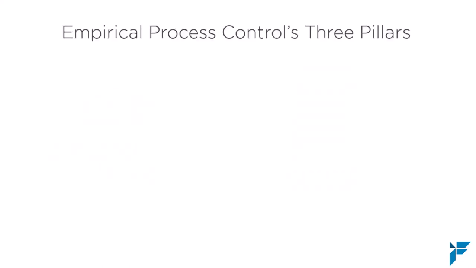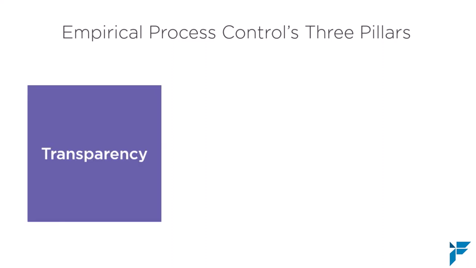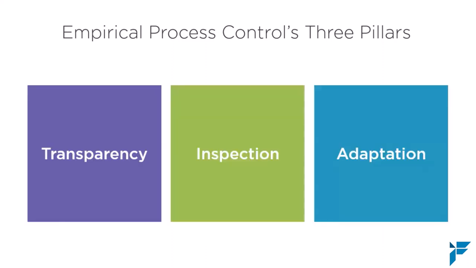Empirical process control has 3 pillars which create the bedrock foundation for Scrum development efforts. They are transparency, inspection, adaptation. You need to know these 3 pillars for the PSM Level 1 exam.